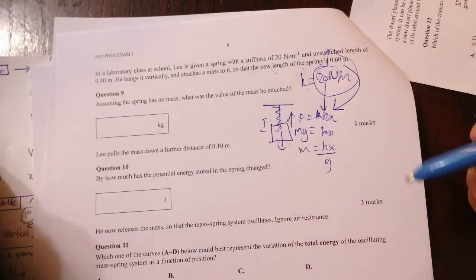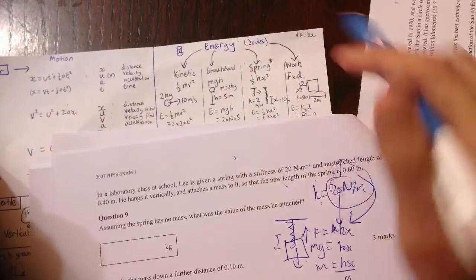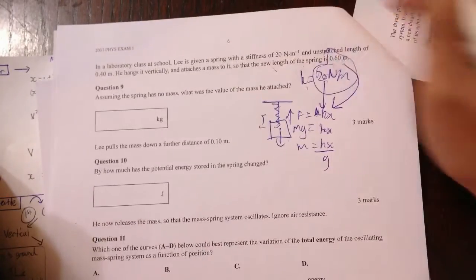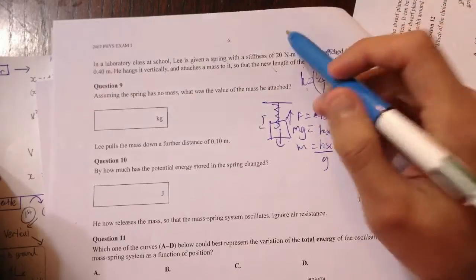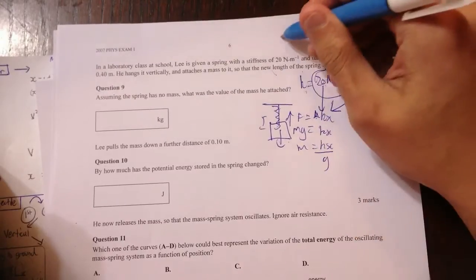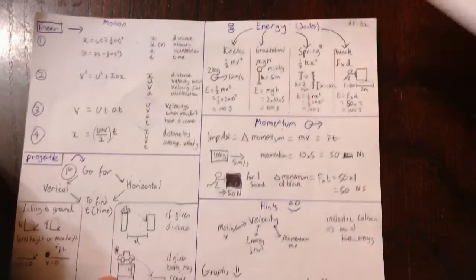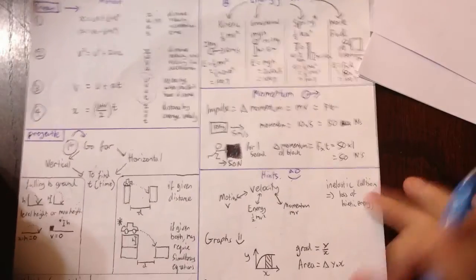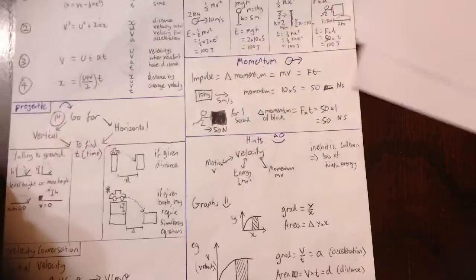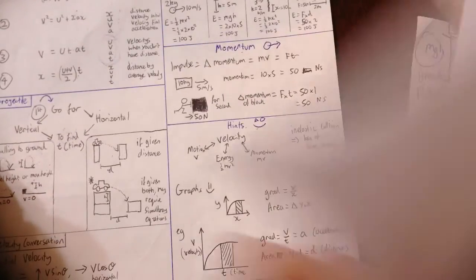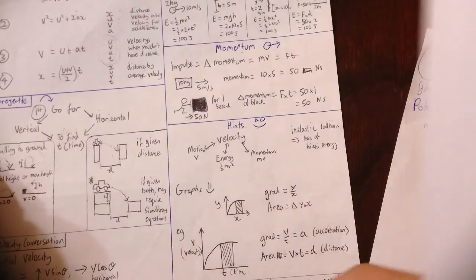How much potential energy do we have stored in the spring? Half kx squared. Half kx squared. Easy. 40 seconds left. Momentum. I think I'm going to have to go over time.